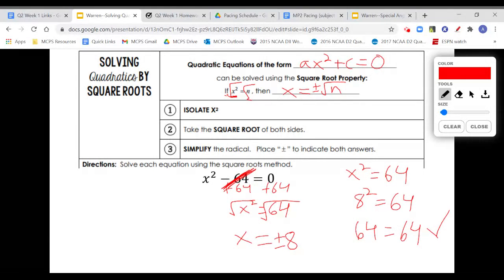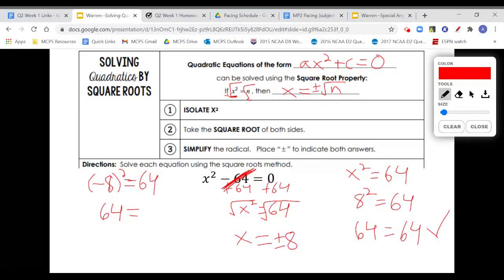But let's think about this other option that I put, negative 8. Well, because the x is being squared, if I were to plug in a negative 8, what would happen? Well, I take negative 8 and square it. That means negative 8 times negative 8. And since a negative times a negative is a positive, when you square the negative version of a number, you actually always end up with the same positive answer. So negative 8 squared is the same as 8 squared.